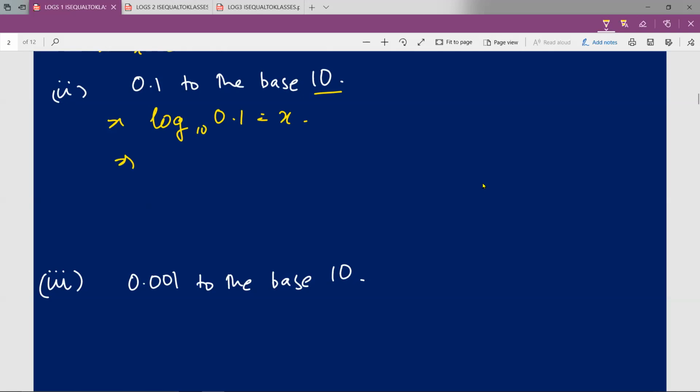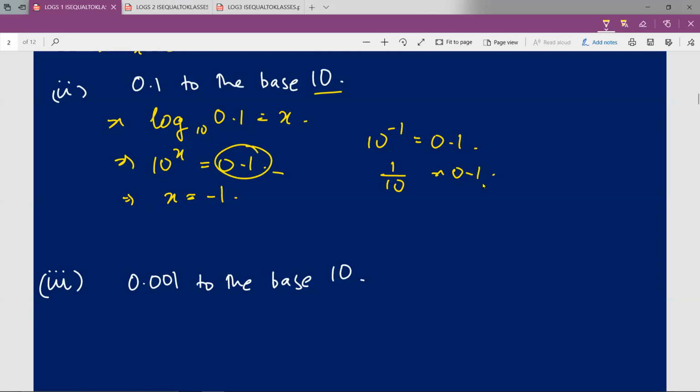So now it is mentioned in the log form. In the second step, I'll be solving this in exponential form. In exponential form, I can write this as 10 raised to the power x is equal to 0.1. Now, what power of 10 is equal to 0.1? x will be equal to minus 1. Why? Because 10 raised to the power minus 1 is equal to 0.1. How? 10 raised to the power minus 1, I can write as 1 upon 10, and according to decimals, 1 upon 10 can be written as 0.1, exactly what is mentioned here. So that is why x is equal to minus 1. I hope you understood that.